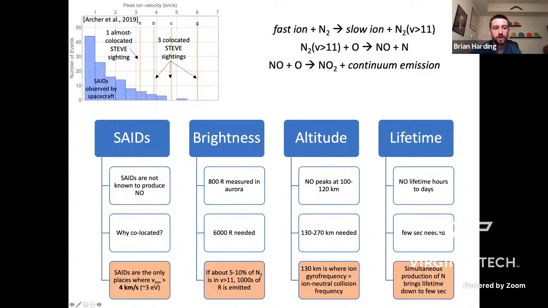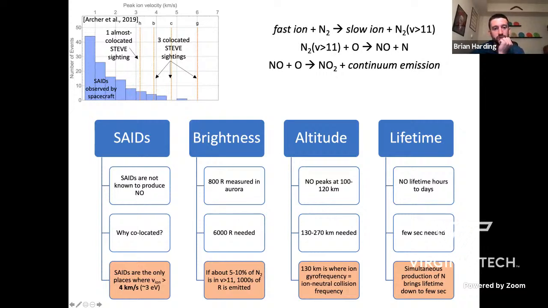So let's go back to our four problems. Again, SAIDs are the only places in the atmosphere where ions reach these velocities. These are extreme. I mean, these are almost orbital velocity. In fact, Carlos just showed an example that was almost escape velocity. Indeed, this 4 kilometer per second threshold that this hypothesis predicts lines up quite well with the survey that was just shown earlier by Bill Archer.